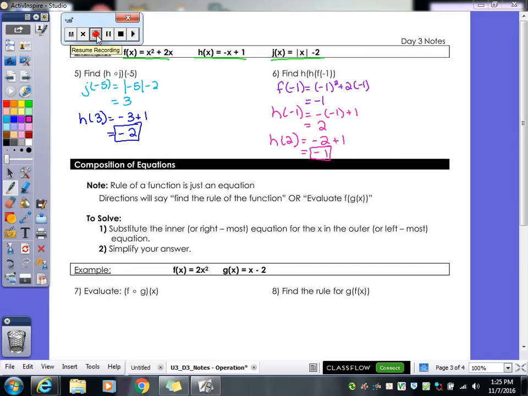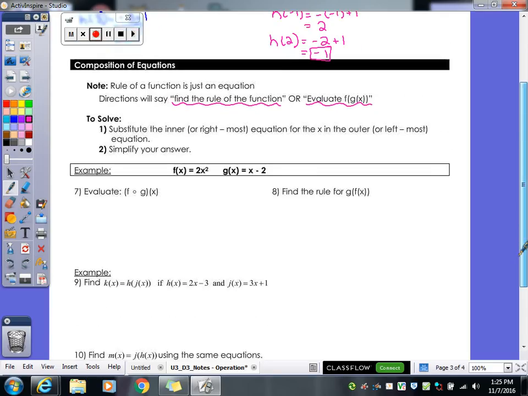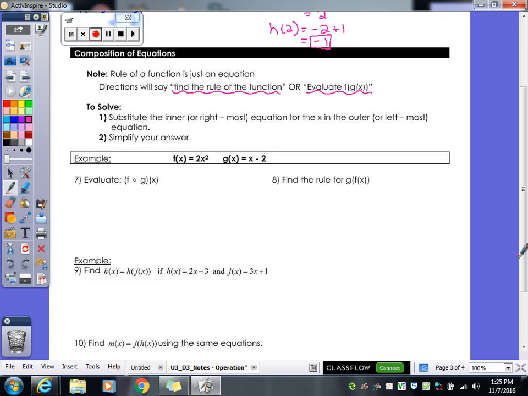So this last part of our notes here is just saying you can do compositions using equations instead of just plugging in a number. You can plug in full equations. To know when you're doing that, your directions would say one of those 2 phrases, either find the rule of the function or it'll tell you to evaluate f of g of x. So again, the rules are the same. You're just not plugging in a single value or a single letter. You're plugging in a whole big chunk of it. So again, I gave us 2 new functions. There's f of x and g of x.